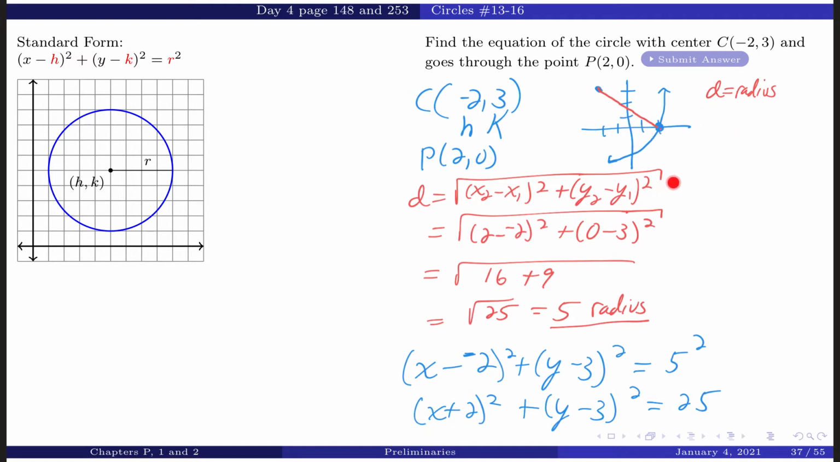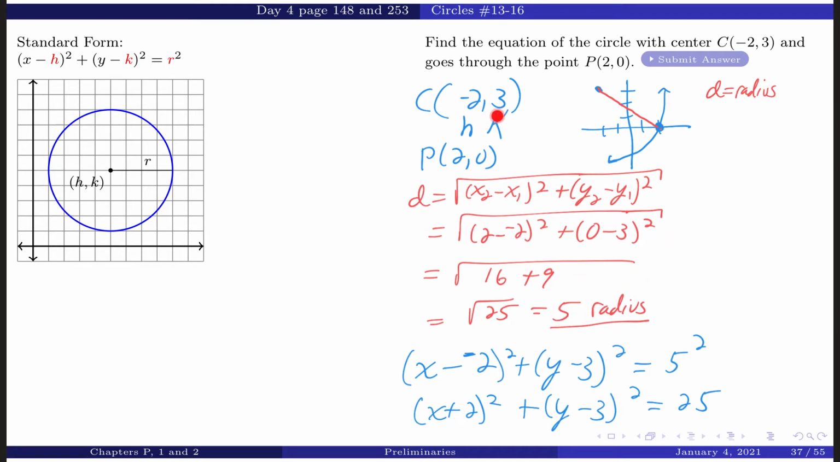So using the formula from the previous screen, distance formula, substitute in your x's. x2 is 2 minus a -2, and 0 minus 3 produces 4. 4 squared is 16. This is -3, -3 squared is 9. 16 plus 9 is 25. The square root of 25 is 5. So I know that the radius is 5.